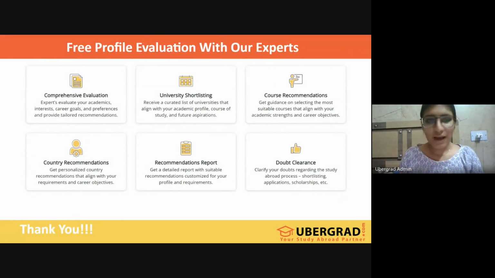Moving ahead, we have free profile evaluation, which is done by our experts, which consists of university shortlisting, course recommendations, country recommendations, which are made according to a student's future aspiration, course of study, academic profile, academic strengths, career objectives, and needs and requirements. Moreover, we also have a recommendations report, which is customized for the students according to their profile and requirements. We also have doubt clearance regarding the study abroad process, consisting of shortlisting applications, scholarships, etc.